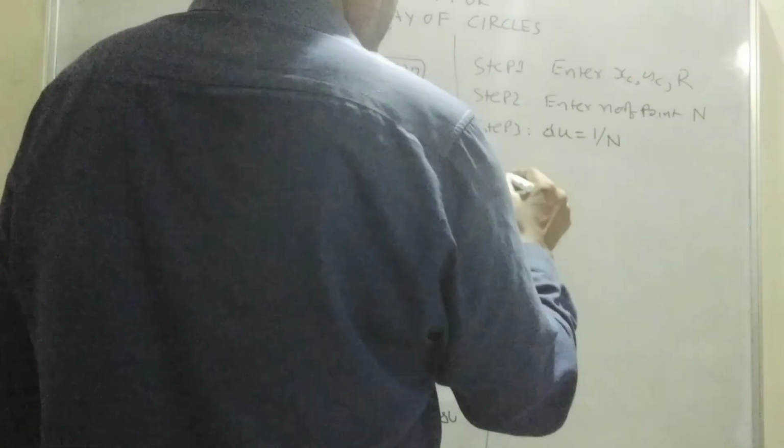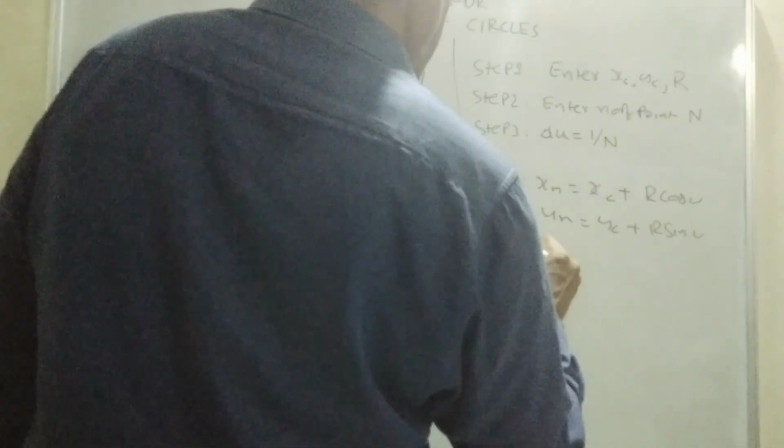Step 4, xn is equal to xc plus r cos u, and yn is equal to yc plus r sin u.